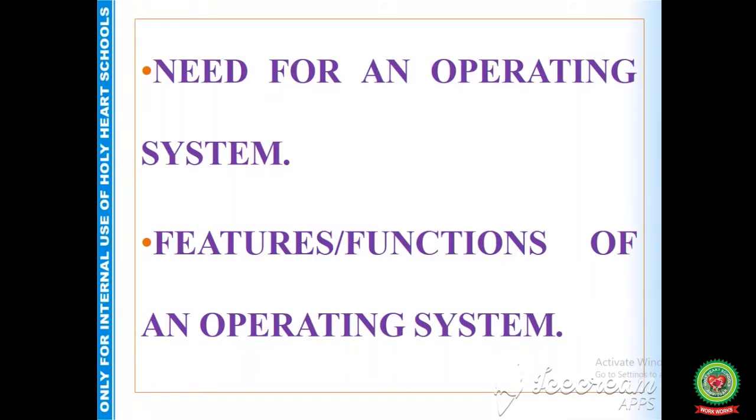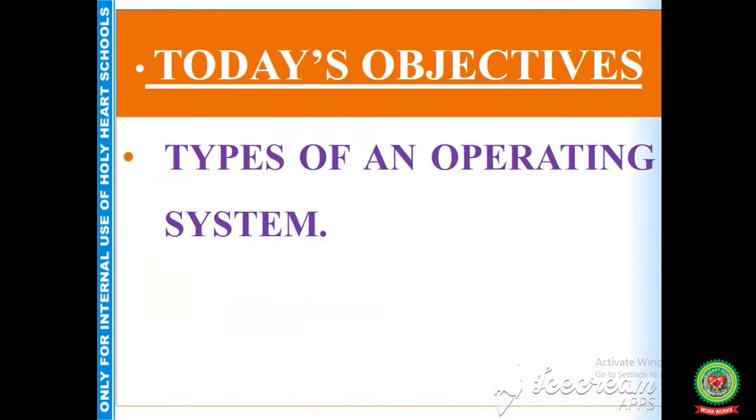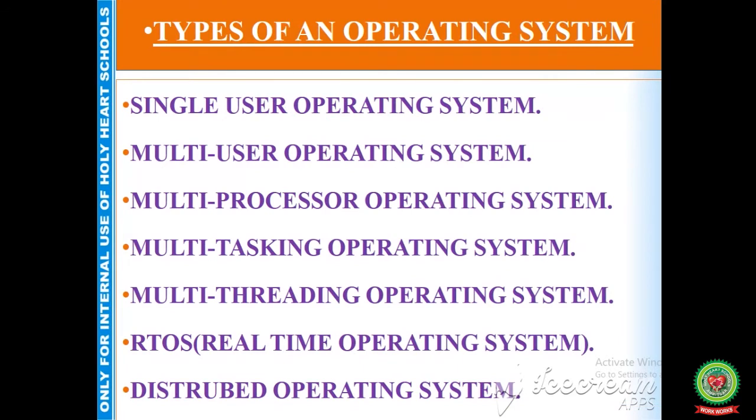In our previous class we have done need for an operating system and features and functions of an operating system. So students, today we will discuss different types of an operating system. There are many types of an operating system. Number 1 is single user operating system, multi-user operating system, multiprocessor operating system, multitasking operating system, multi-threading operating system, real-time operating system, and distributed operating system.